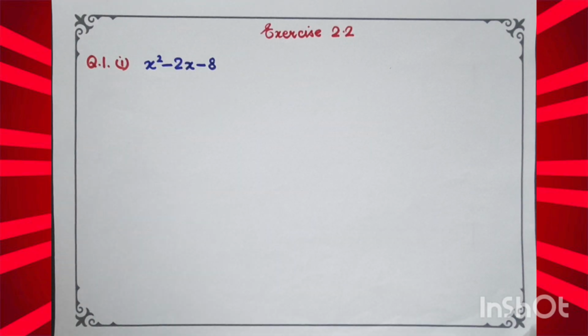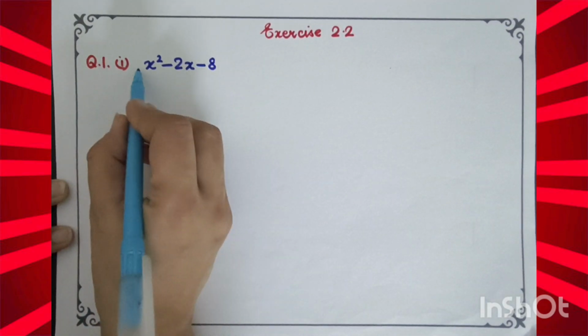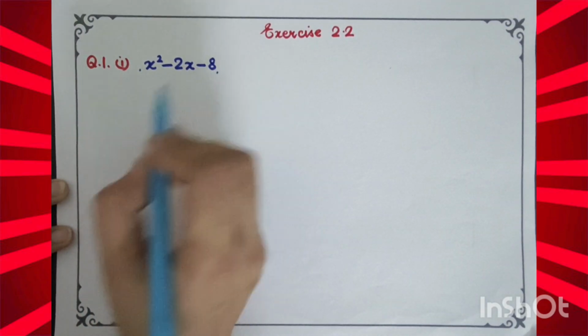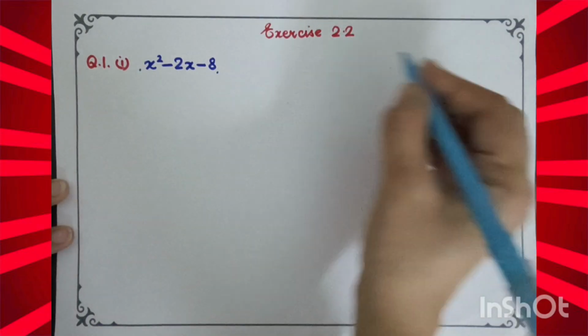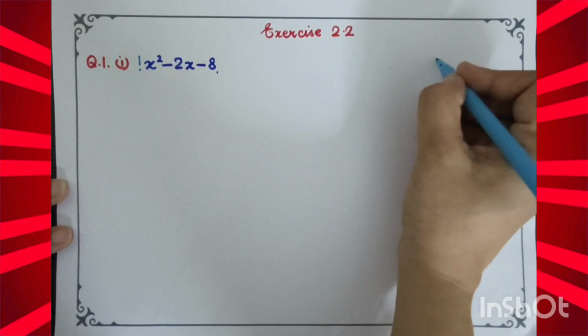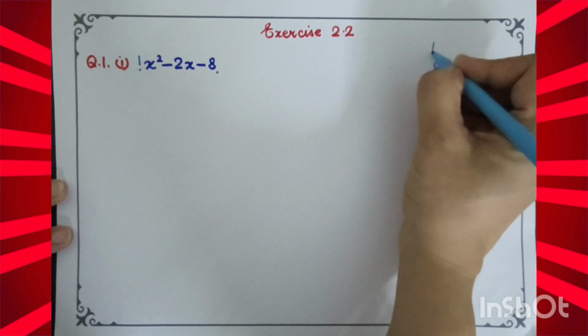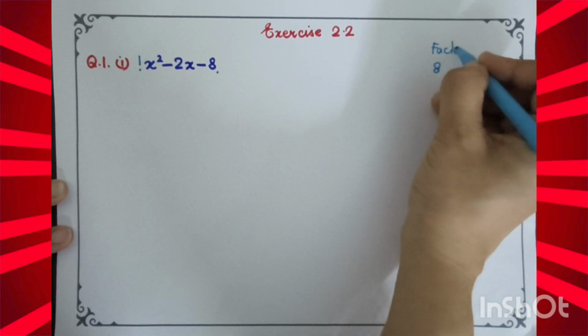So now we are going to start with this question, exercise 2.2 of class 10th. Question number 1. The question is a quadratic polynomial x square minus 2x minus 8, and we have to find the zeros of this expression. First, to find the zeros, we have to understand how to find the factors.